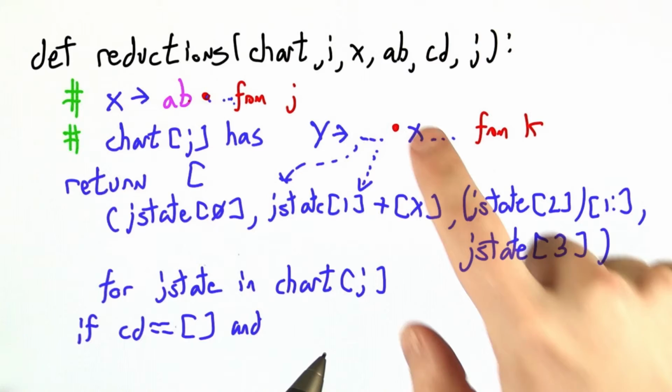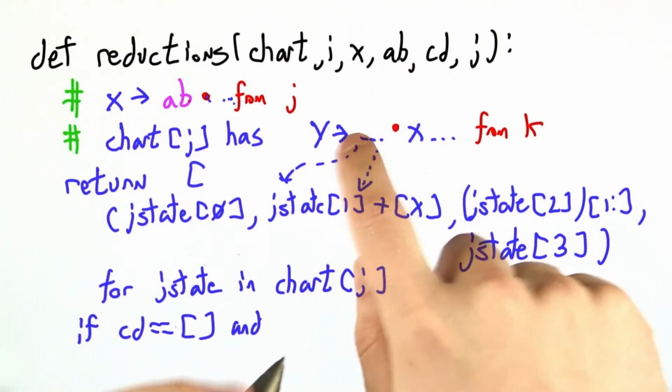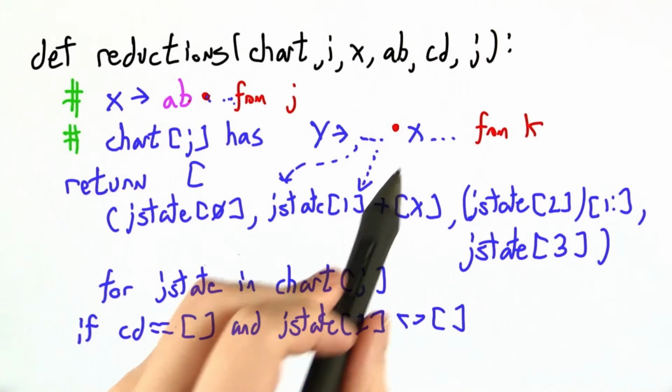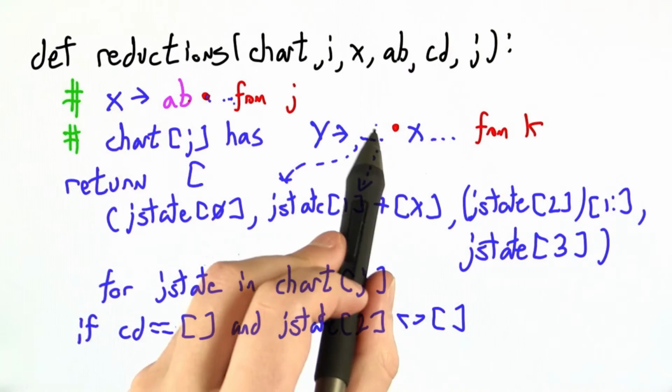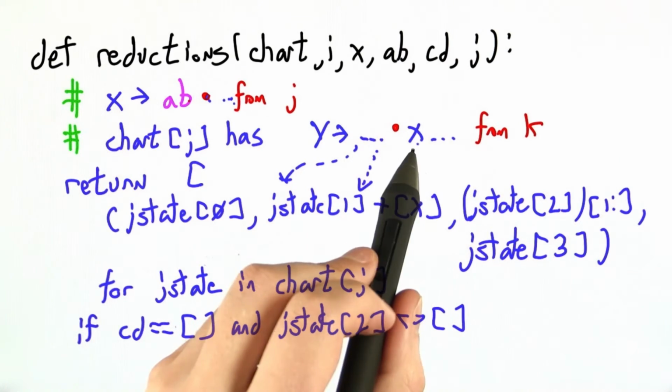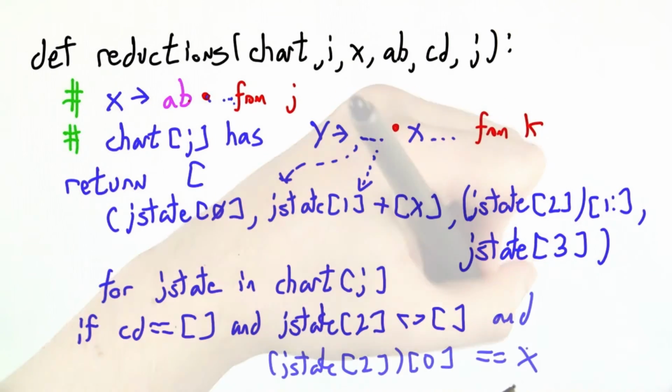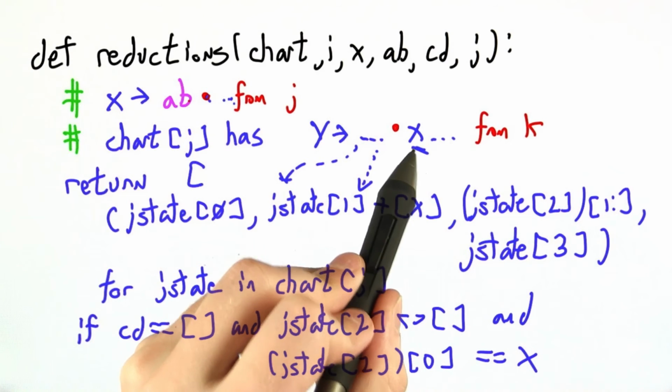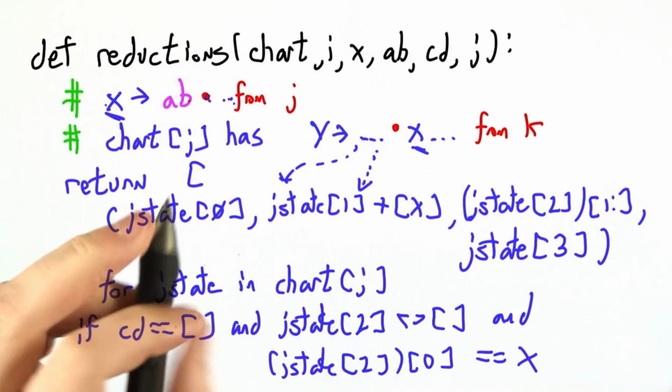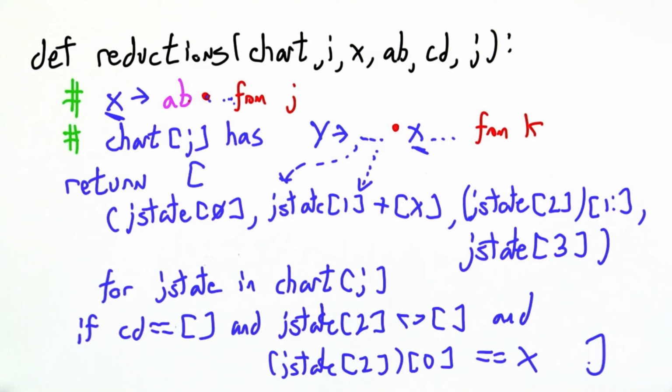This x was the first element of JState 0, 1, 2. So I'll check to make sure that JState 2 is not empty. If this red dot were all the way to the right, there'd be nothing there to check for. And if it's not empty, I'm going to check its first character and make sure that it matches up with Rx. And those are all of the states we bring in as part of doing reductions.